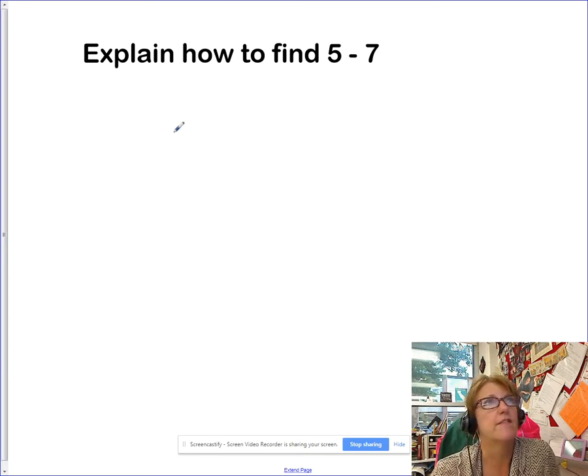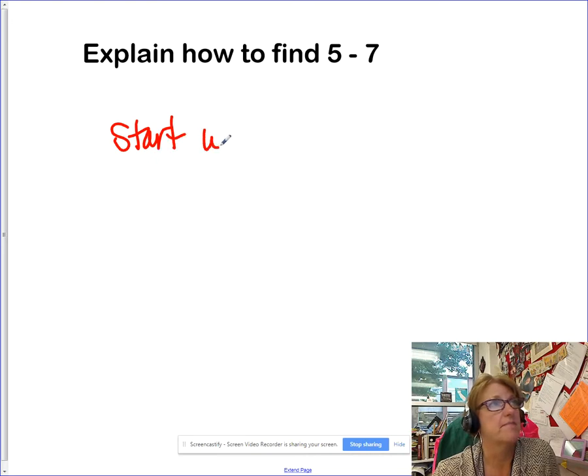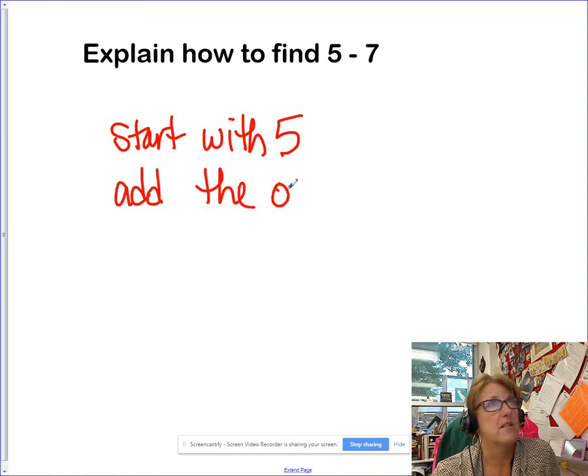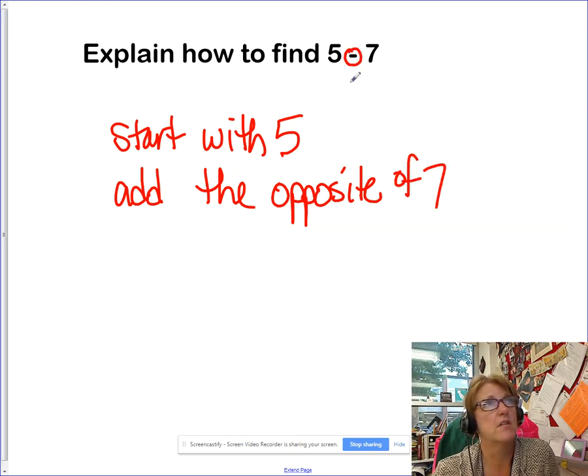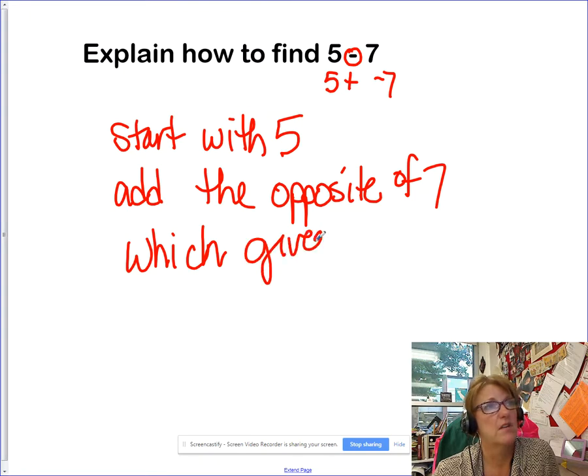In words, how would you find 5 minus 7? Pause for a second, think about that, then restart when you're ready. All right, so we're going to keep 5. So start with 5, and that 5 stays the same. And then I am going to add the opposite of 7. Normally I would circle this, make it plus, 5 stayed the same, and then take the opposite of 7, which is -7. Which gives you -2.